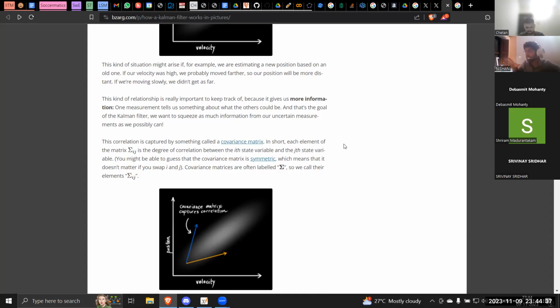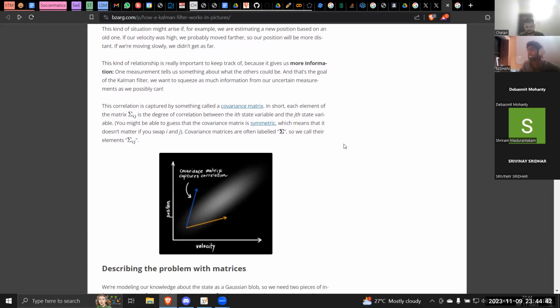We must learn what a covariance matrix is. In short, each element of the matrix, Σij, is the degree of correlation between the ith state variable and the jth state variable. You might be able to guess that the covariance matrix is symmetric, which means that it doesn't matter if you swap i and j. Covariance matrices are often labeled as Σ, so we call their elements Σij.